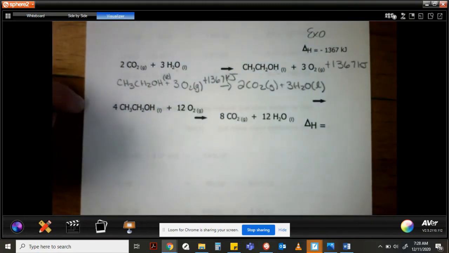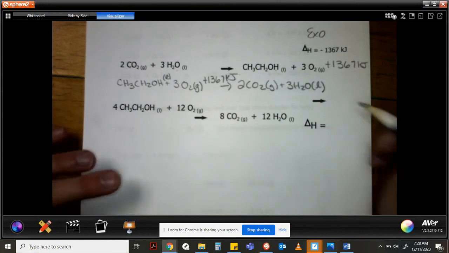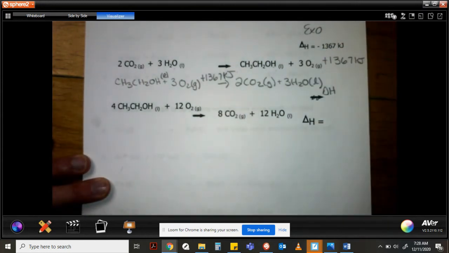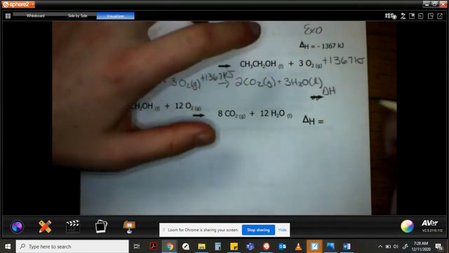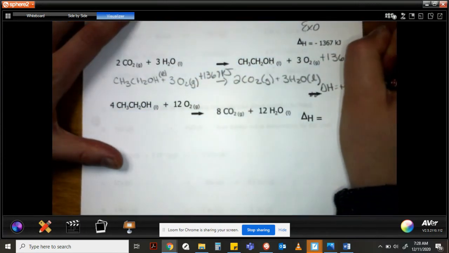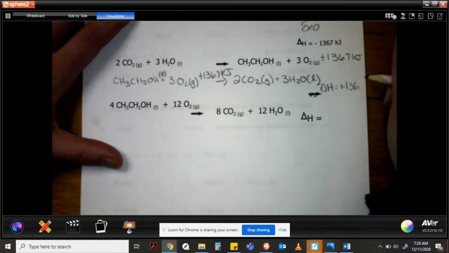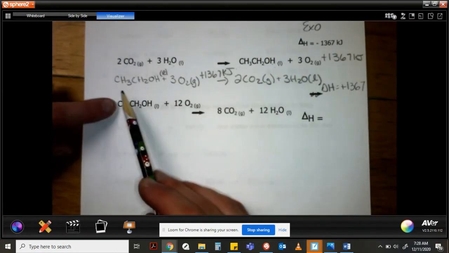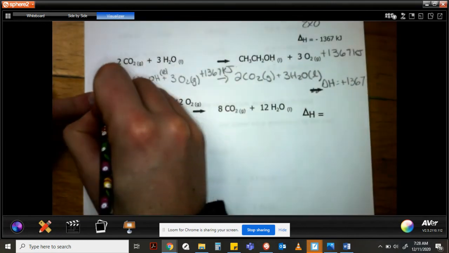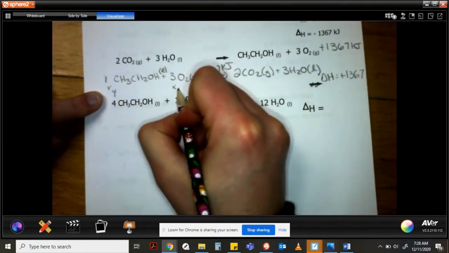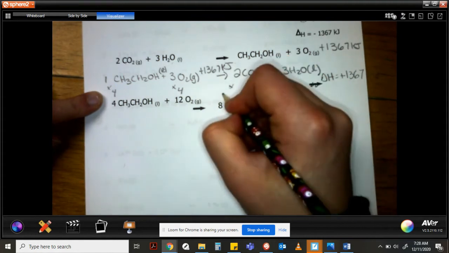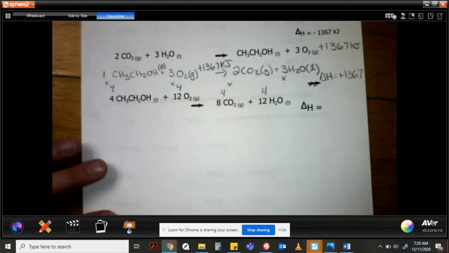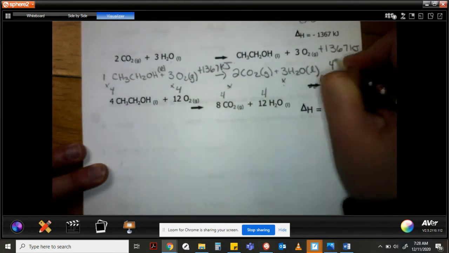Okay. How we end up showing that is that our delta H, if it's a negative with the reaction, we end up switching our reactants and products. This is going to become a positive 1,367. Okay. So now all I've done is I've multiplied by 4 to go from my 1 to my 4, 3 times my 4, my 2 to my 8, 3 again times 4 to get there. So I'm going to need to multiply this by 4 as well.